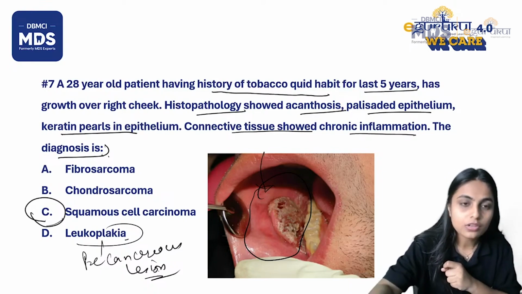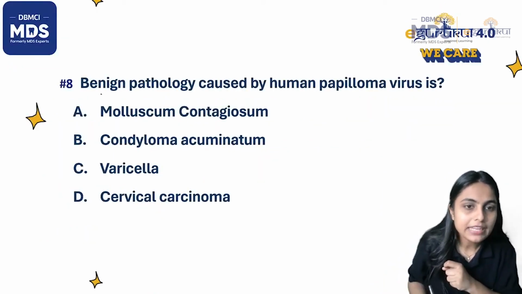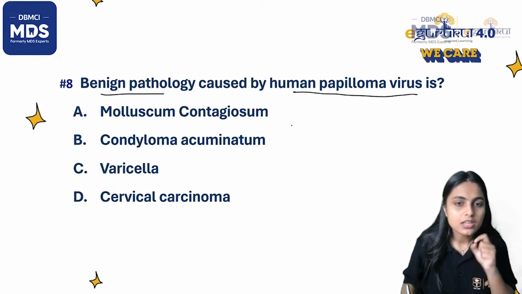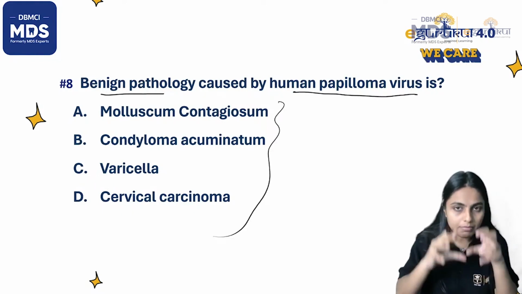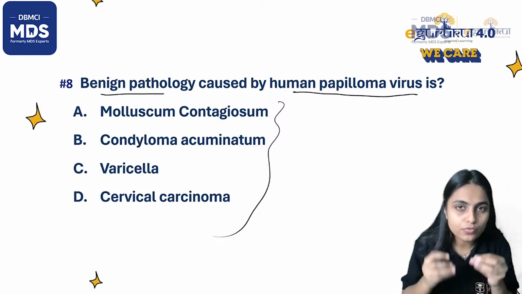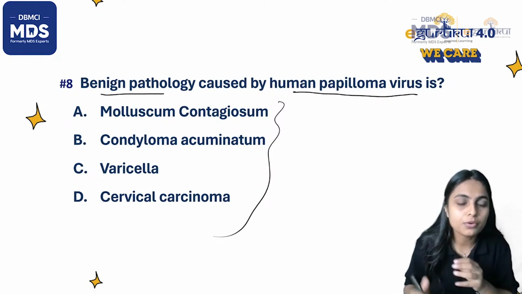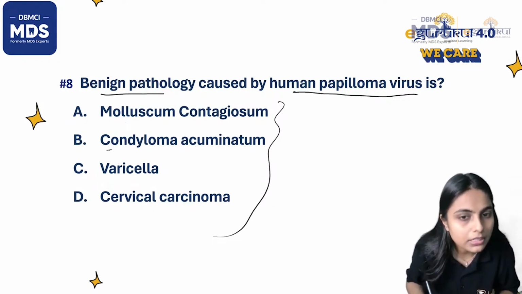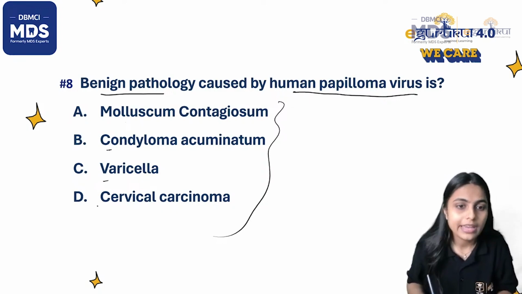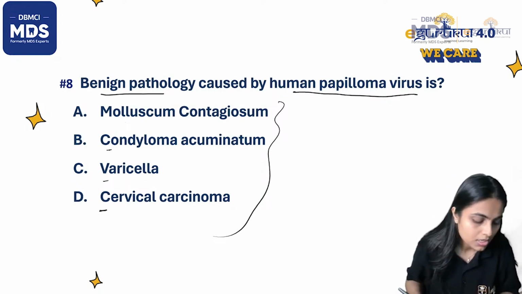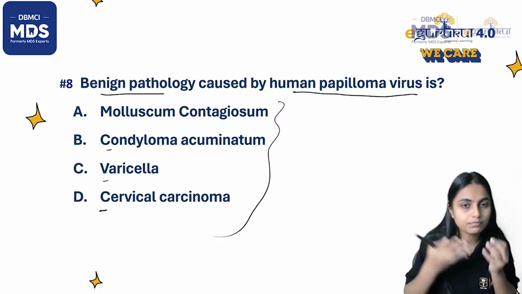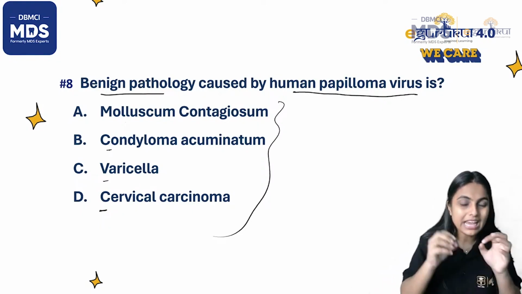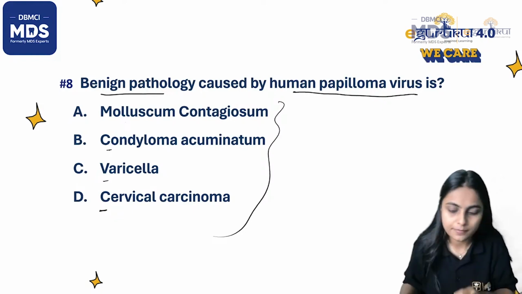Next, moving on further, we have: benign pathology caused by HPV, human papilloma virus, is. Among these options, you have to choose which benign pathology is caused by human papilloma virus. Option A, molluscum contagiosum, option B, condyloma acuminatum, option C, varicella, and option D, cervical carcinoma. If you know the answer, then put it in the group. Otherwise, I'll tell you.